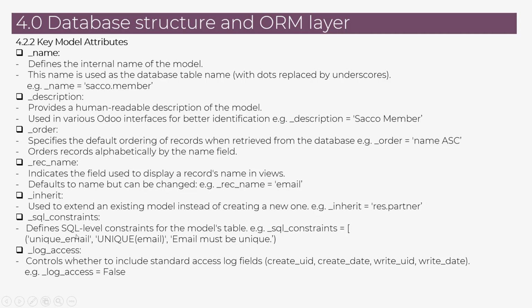SQL constraints: this defines SQL level constraints for the model. For example, if you want to ensure that a specific field, let's say email, must be unique. And also log access, which controls whether to include standard logging, the fields to be captured in the log file.